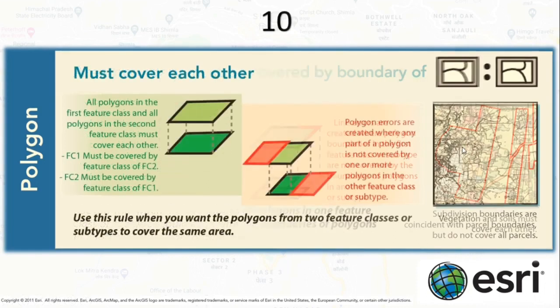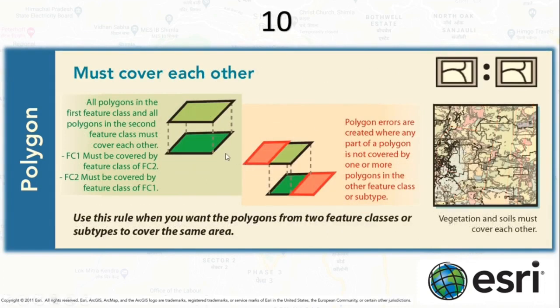And the last is must cover each other. It requires that the polygons of one feature class or subtype must share all of their area with the polygons of another feature class or subtype. Polygons may share edges or vertices. Any area defined in either feature class that is not shared with the other is an error.